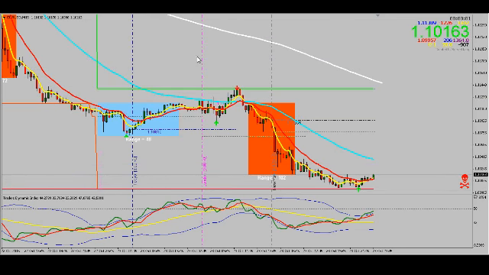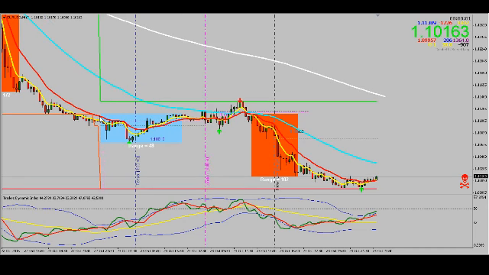Okay, so this is the same chart we just looked at. Tokyo, London, railroaded, dropped for the rest of the day. This is just for Friday's movement here. Friday began right here. Sydney session, Tokyo session, London session, New York session.